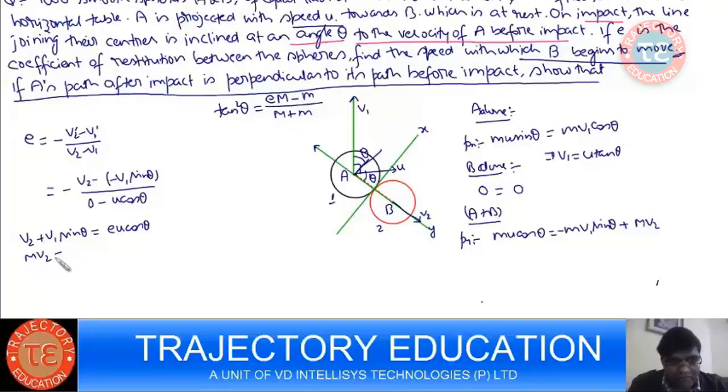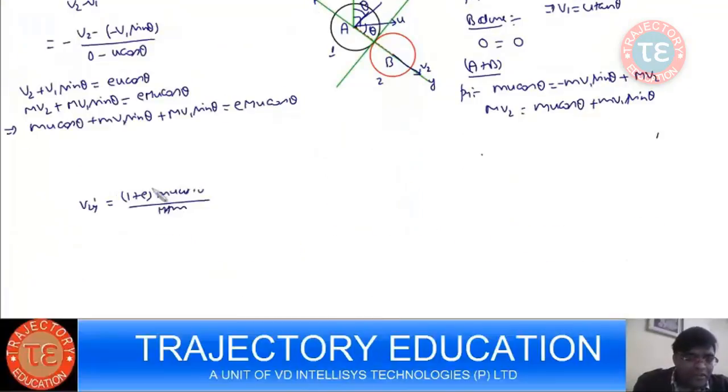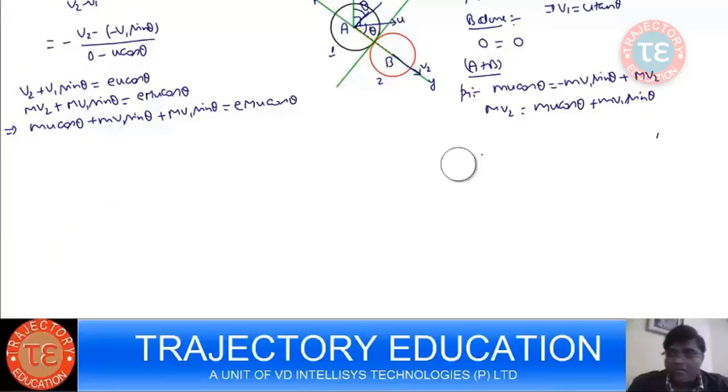So if I multiply by m, m v2 plus m v1 sin theta equals e m u cos theta. So this can be written as m v2 from here is M u cos theta plus m v1 sin theta. So I can put it here, m v2 as M u cos theta. So you are free to solve in your own way. Now what I am doing is not physics, it is just mathematics, right? So you do your own steps, don't follow my steps. You can do it yourself.